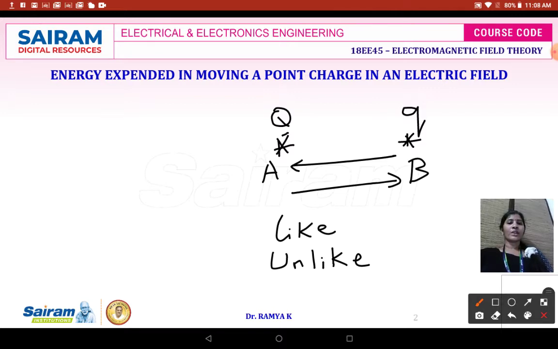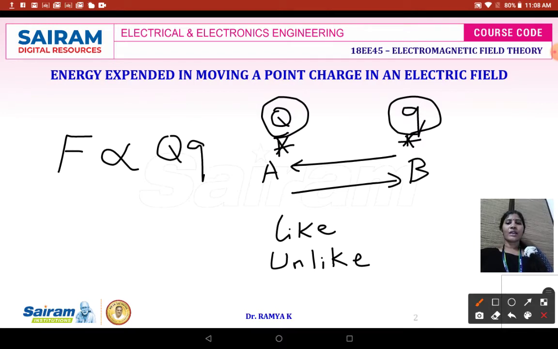When you have only one charge, it is not possible for us to experience the force of attraction or force of repulsion. Therefore, a test charge is required to experience a force of attraction or repulsion. When two charges are available, there exists a force. That force is directly proportional to the charge on each object and inversely proportional to the square of the distance between them. This particular formula is according to Coulomb's law.